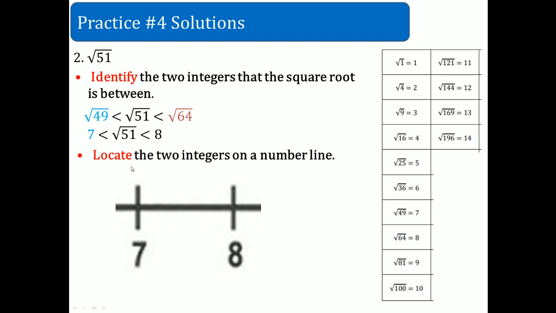You're going to locate the two integers on a number line. Square root of 49 goes right here on 7. The square root of 64 goes here on 8 because that is what it is in its integer form. The square root of 51 exists somewhere right here because it's closer to the square root of 49. So it's roughly 7.14. 7.1 or 7.2 would be a valid answer, because again, it is closer to the square root of 49.